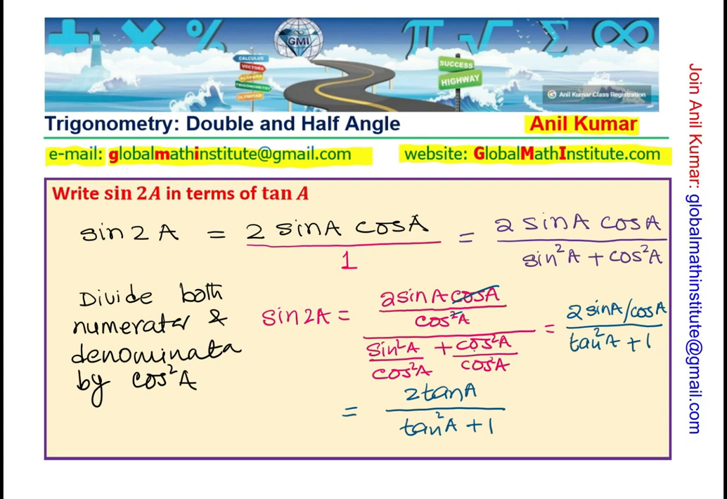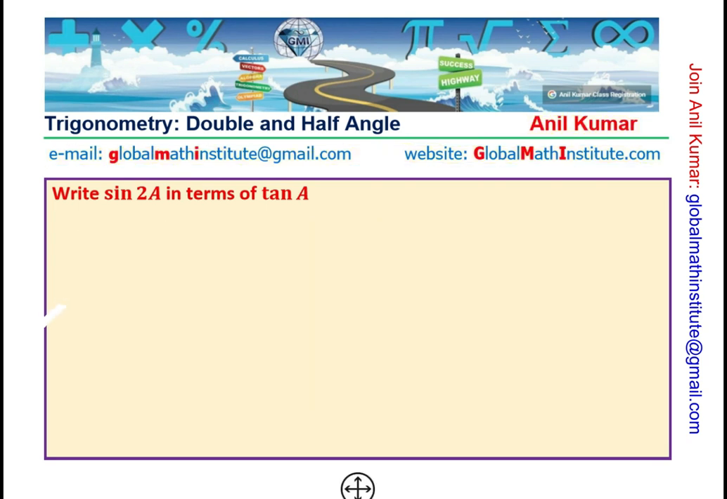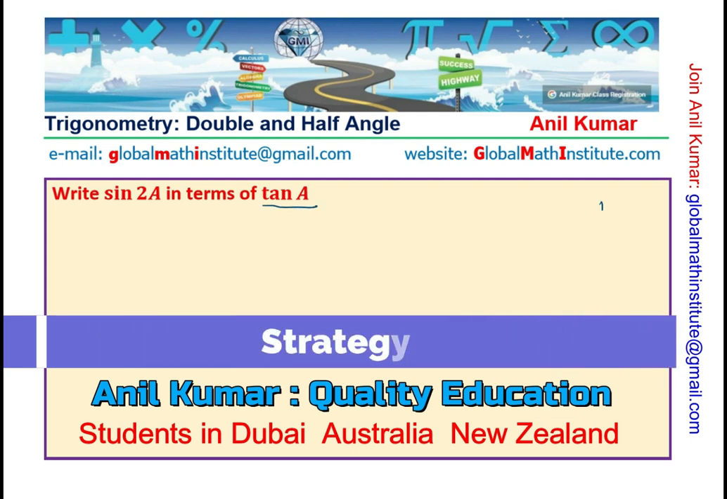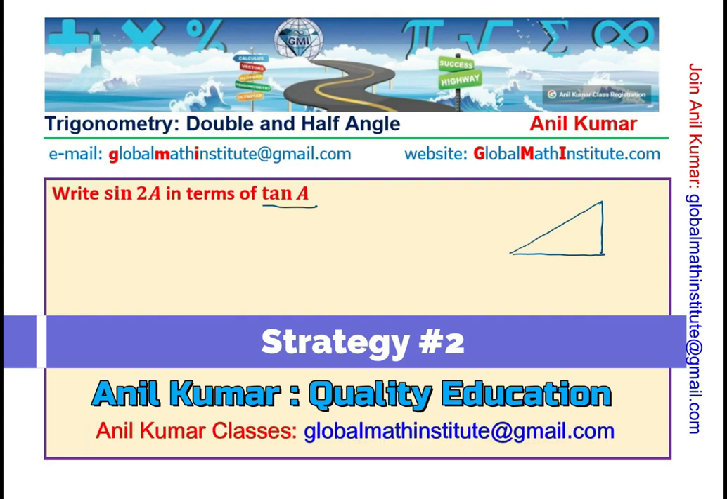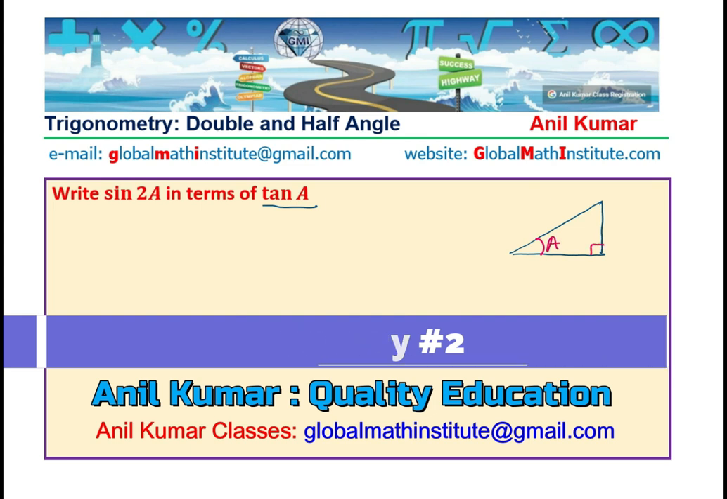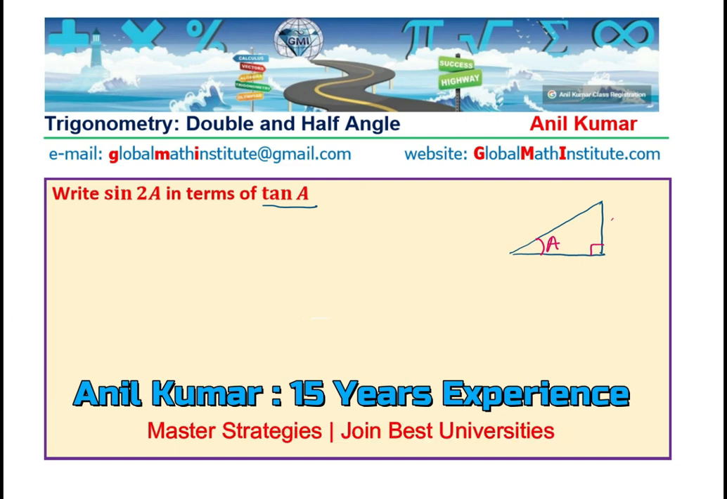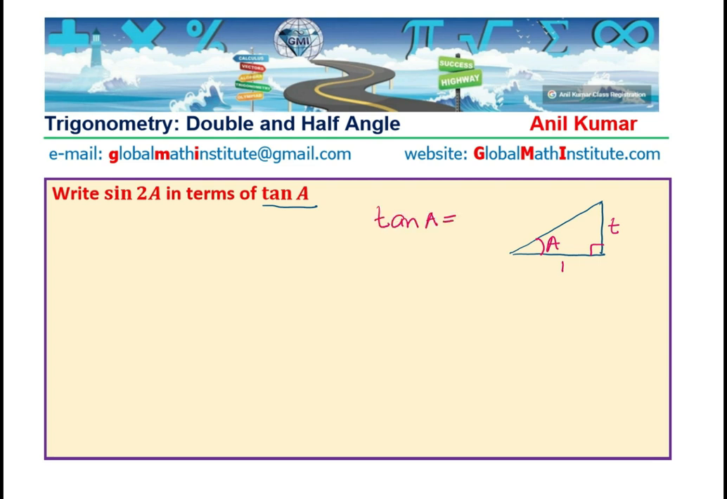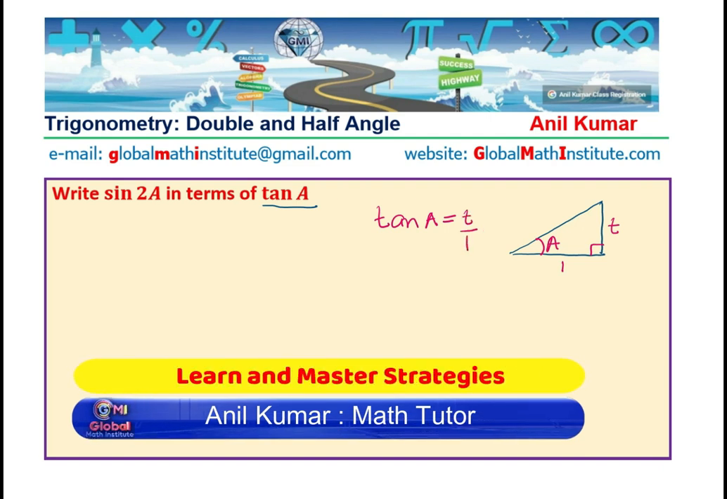So I was talking about two different strategies. Let me share with you the second strategy, which some of you might love. So let's think about, we have to write in terms of tan A. So what I'm doing here is I'm making a right angle triangle, and let's say this angle is A. So in this right angle triangle, if I take one side as t, the other one as 1, in that case, what is tan A equals to? Well, tan A is t over 1 or just t, right? So we get tan A as t.